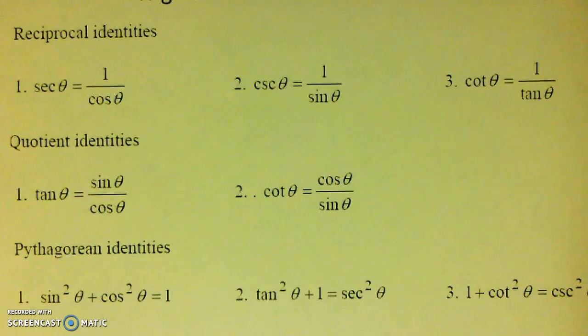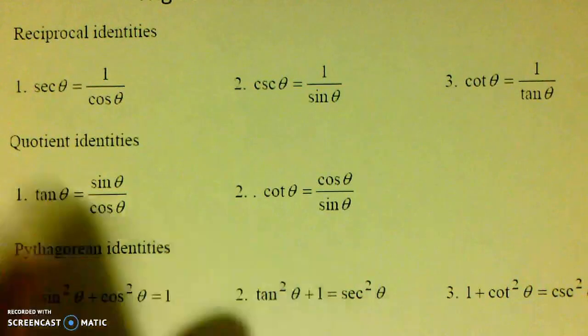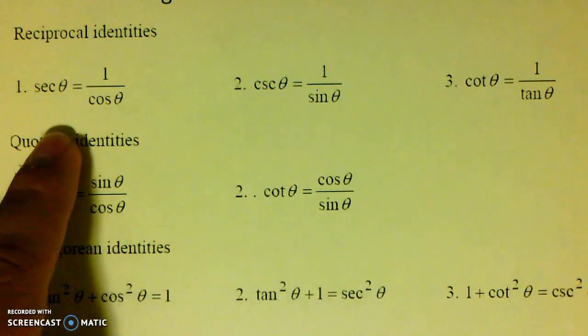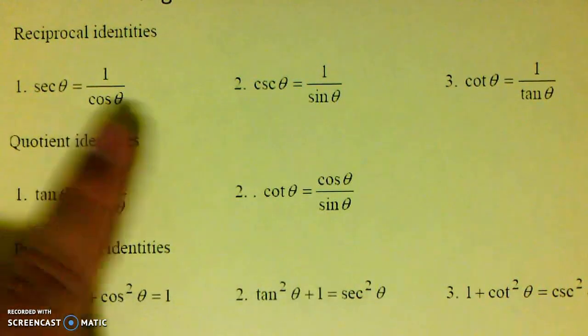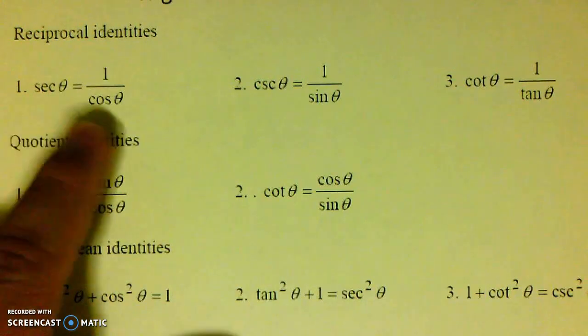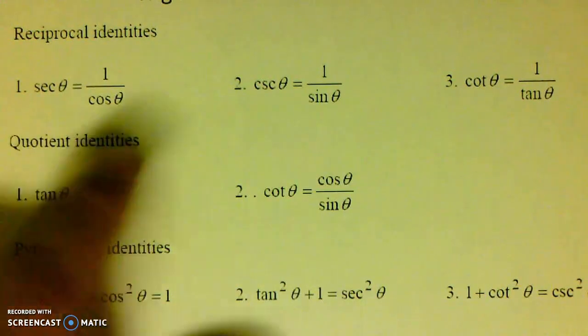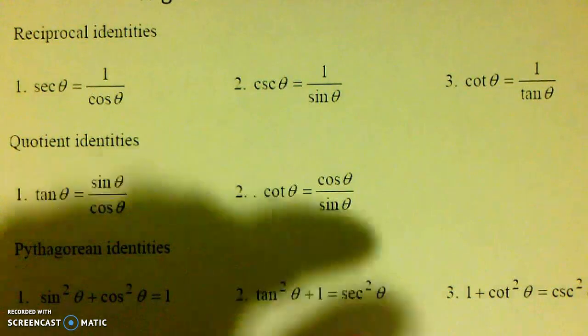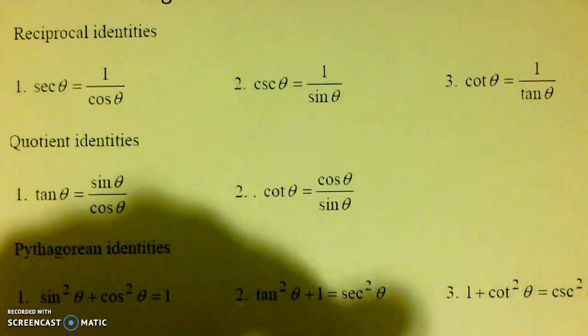We will only be looking at what's on the screen right now, for now. But all these formulas we will be using together for the rest of the year. We're just going to start off with our basic ones: secant, cosecant, cotangent, which just means that they are reciprocals. So secant can be written as 1 over cosine. Cosecant can be written as 1 over sine, and cotangent can be written as 1 over tangent.